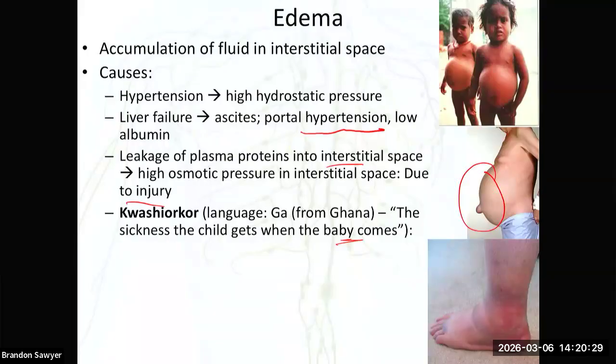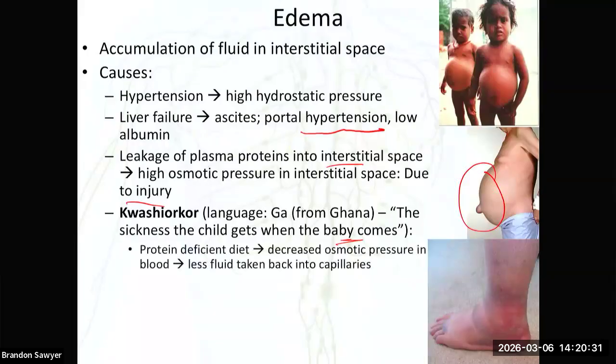And it's just pretty much a low protein diet, right? If you don't have protein in your diet, then you can't make albumin, you can't make the plasma proteins, and so you're going to end up with low osmotic pressure in the blood, which leads to swelling and a different form of ascites like this.